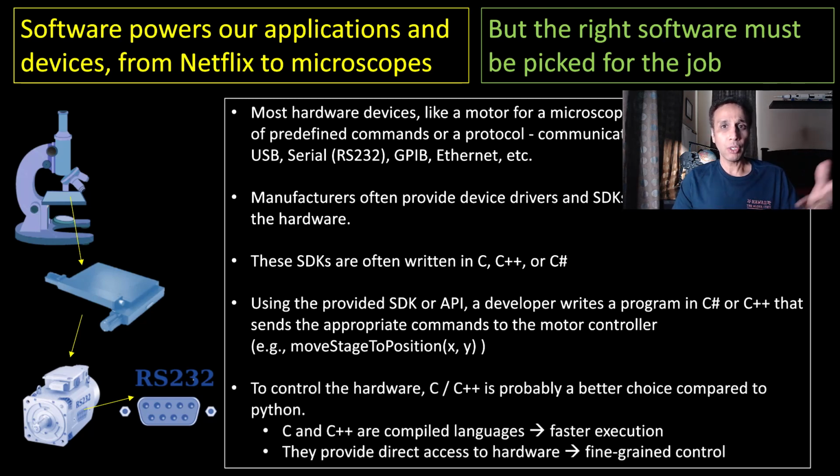And of course, to control this hardware, C, C++ is probably a better choice compared to Python. You can also use Python to communicate, but C, C++ are faster because they're compiled. They are not scripting. They're not going through your script to execute. So they're usually faster. And for hardware, you want movements to be real time. You want the movements to be pretty fast. So that's why C, C++ can be a good choice.